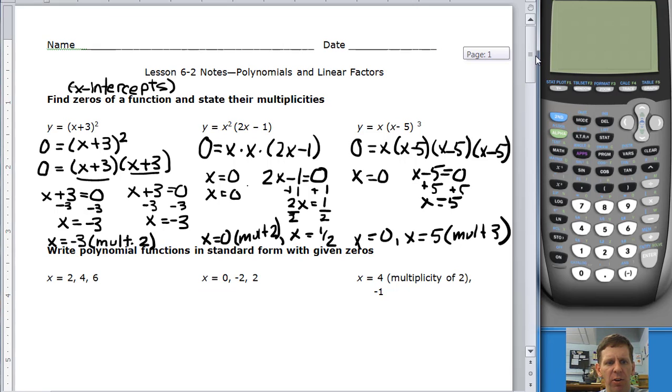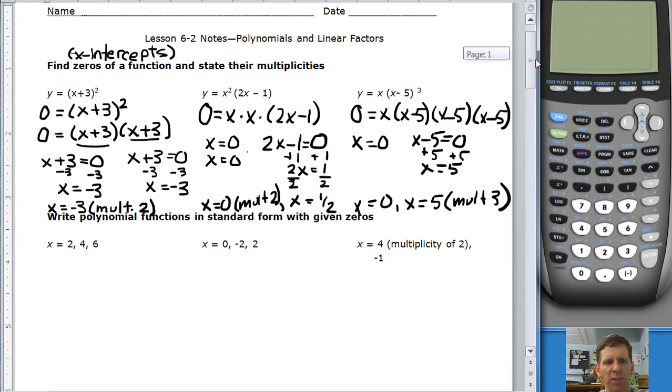What if we tell you the zeros and we said, all right, you've got to write the function. So we're going to go kind of the opposite direction of what we just did. If these are the answers, what does the original equation look like? We're going to start with y equals, because all the original equations start with y equals.